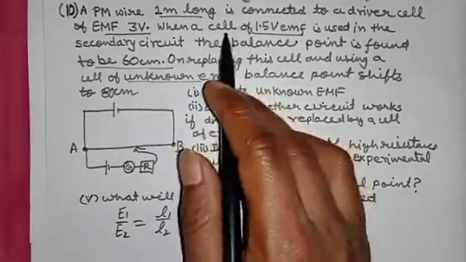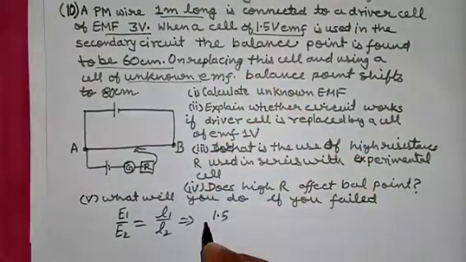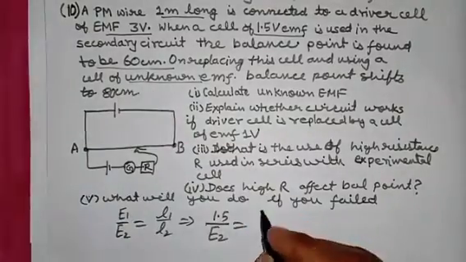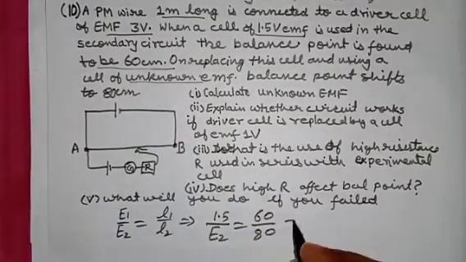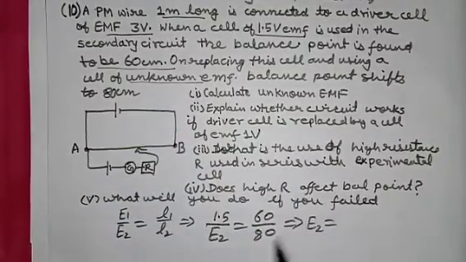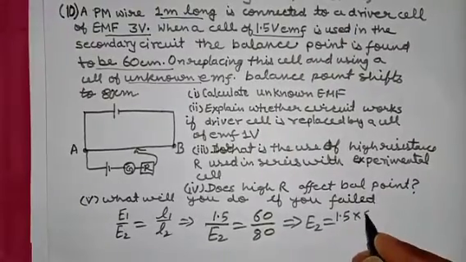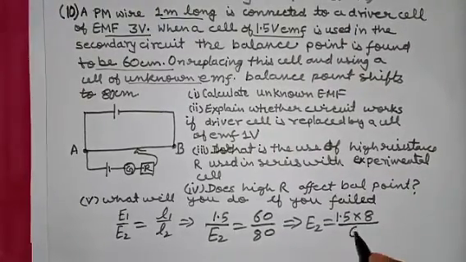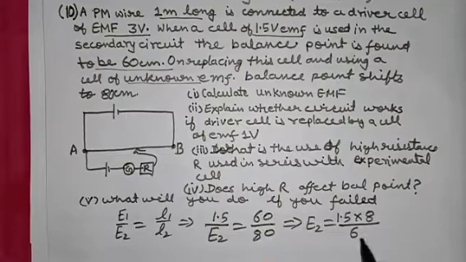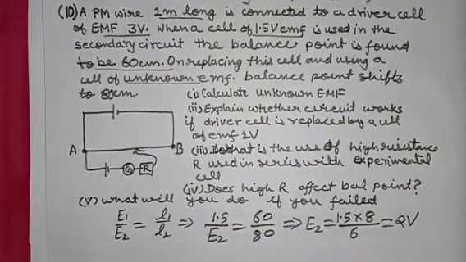But before that, E1 is this, E2 we don't know, L1 is this, L2 is this. And from here we can easily find E2, which is equal to 1.5 into 80 upon 60, I think. So 1.5 into 4 by 3, that is 2 volt.